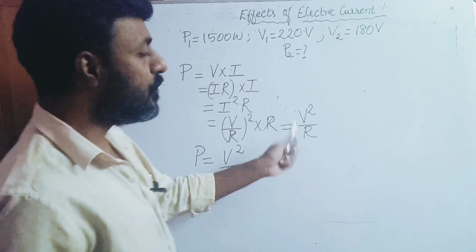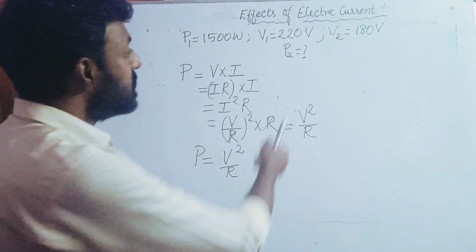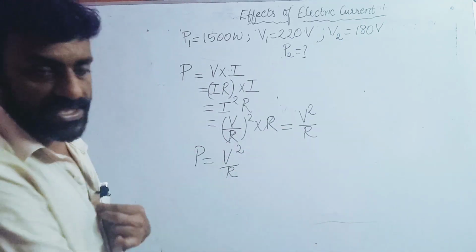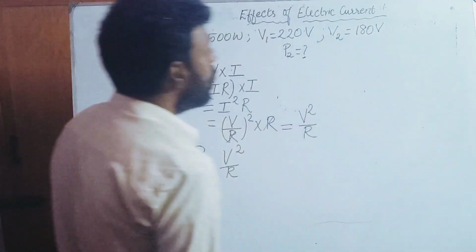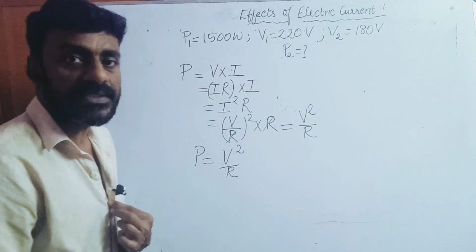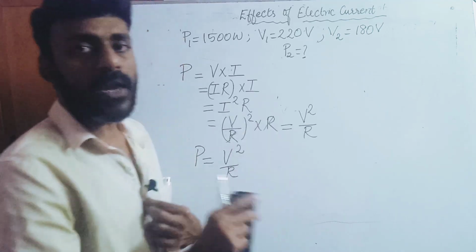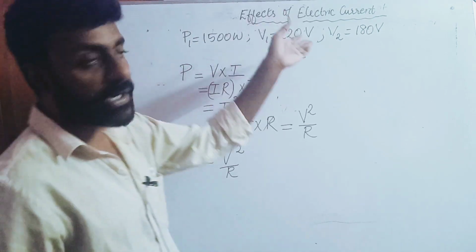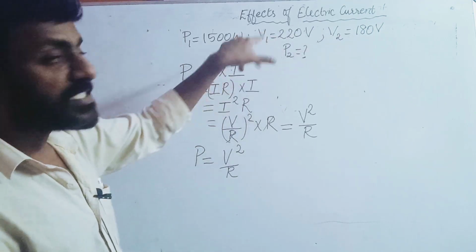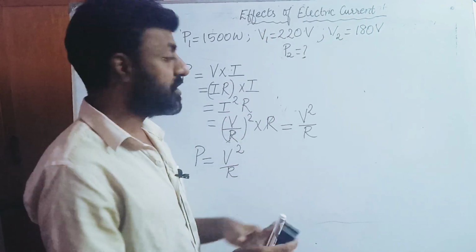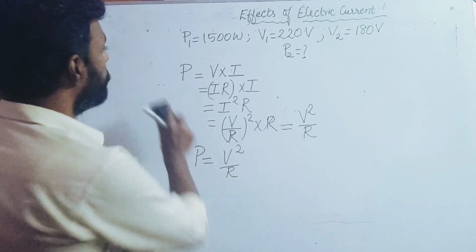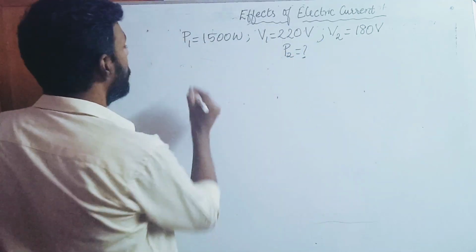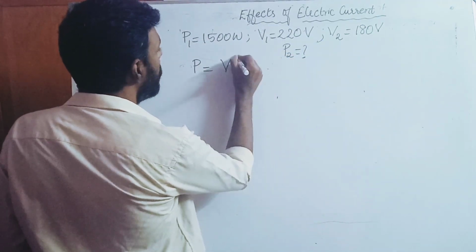The R value will not change. R is nothing but the resistance of the heater coil. The resistance value of the heater coil will not change. It remains as a constant. Whatever value of resistance the manufacturer fixes, the same resistance will be there. Only the value of power, voltage and current will change. But the resistance which is built inside the heater will not change. So we can keep R as a constant term. So P equal to V squared divided by R.